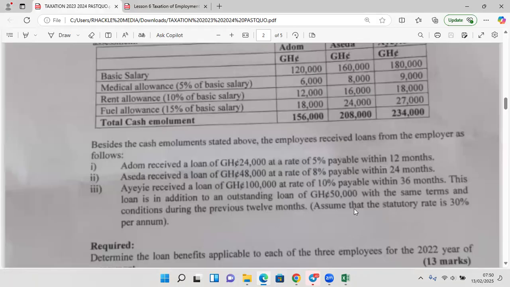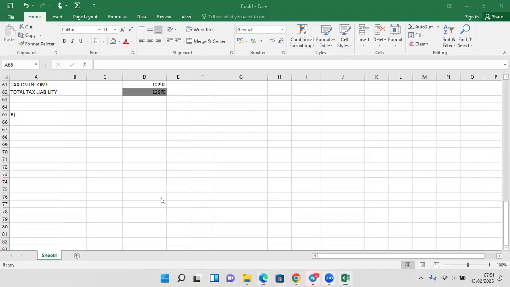So you state that Aseda would be taxed on the loan benefits. The reason is because her loan repayment exceeds 12 months. That's the first one. And secondly, her loan amount of 48,000 exceeds her 3 month basic salary of 40,000, which you get from calculating 160,000 times 3/12. So I said that I'm just skipping Adam. You write that there for Adam, and then let's come to Aseda.